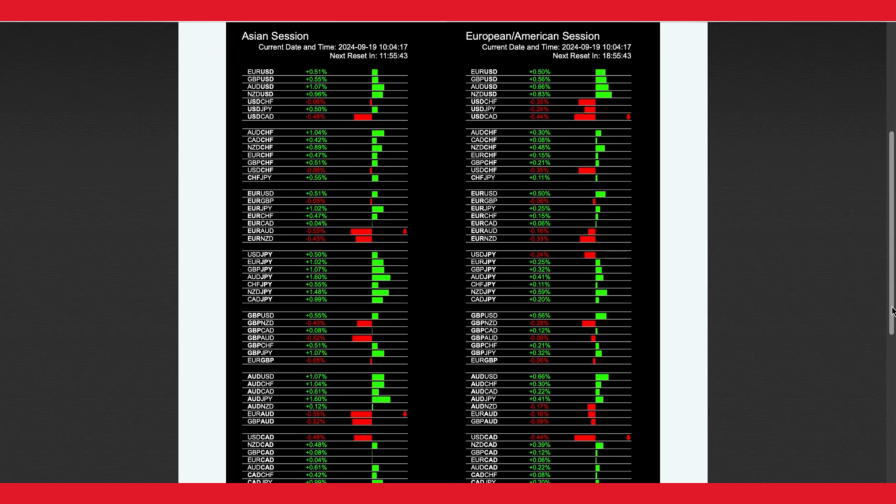Okay, and I want to use this because I think it just gives a really nice, clear snapshot in terms of what we actually trade with our system. So you'll see quite clearly that we've got two columns. We've got the Asian session and the European American session.